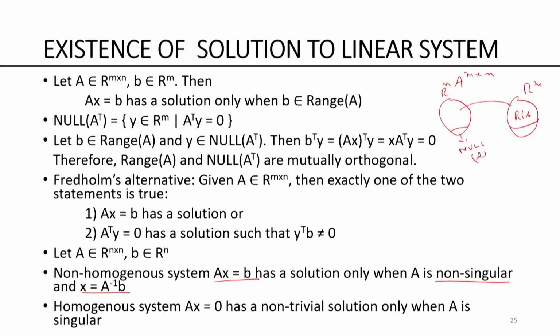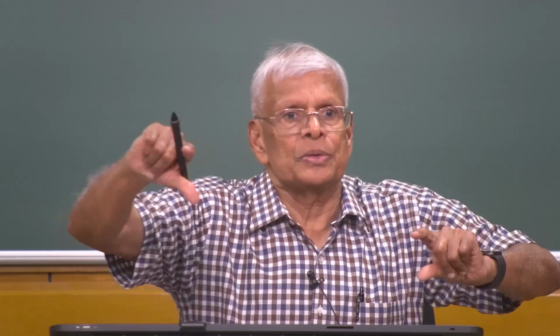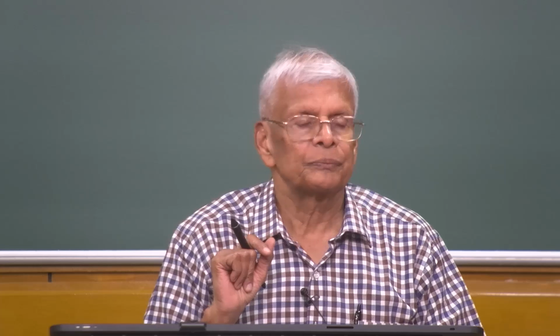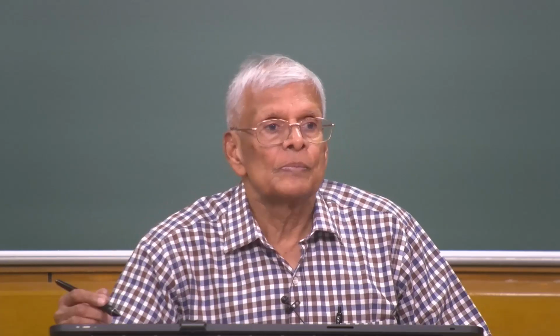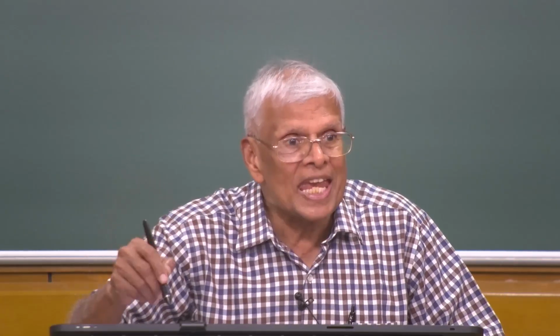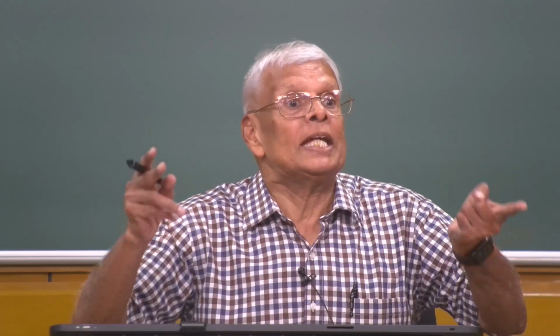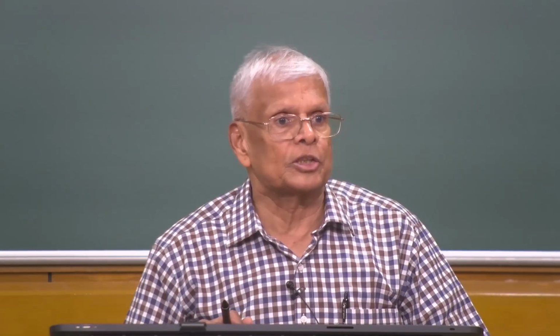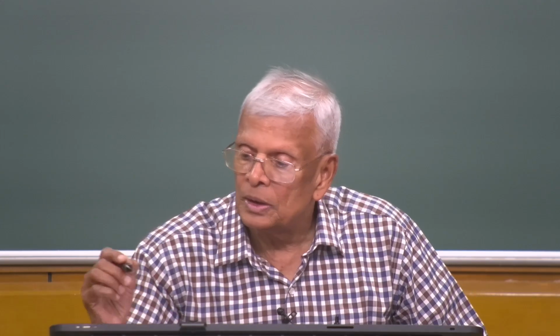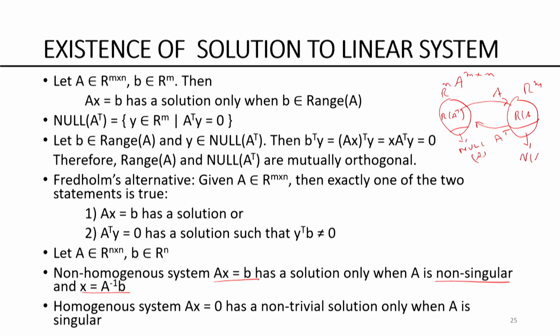So this is the mapping from here A. The mapping from here to here is A transpose. With me? A transforms n vectors to m vectors. A transpose transforms m vectors to n vectors. So much like the null space of A and the range of A, A transpose also has its range and its null space.